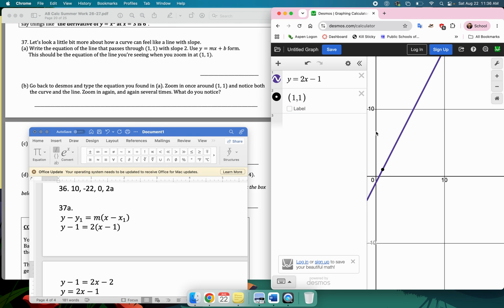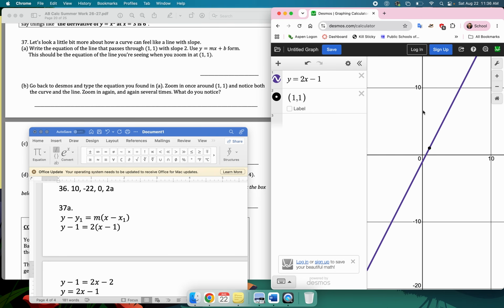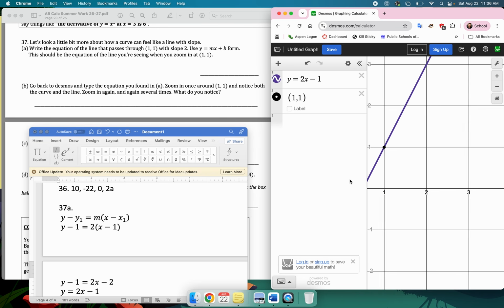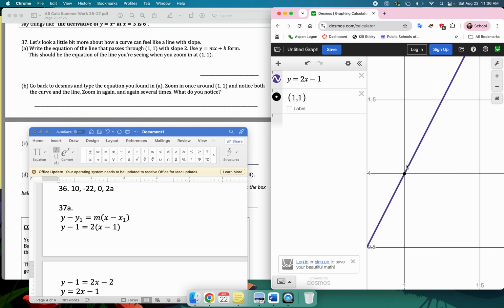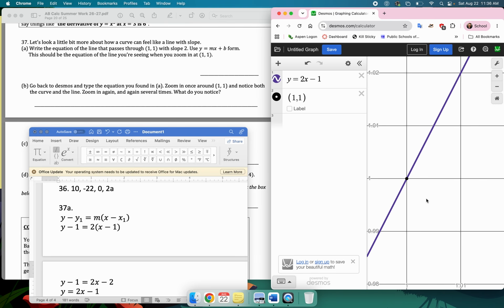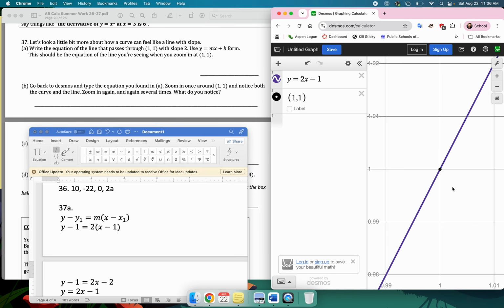Well, here's the thing. Let me just make sure I know what the question is asking here. The original graph that we're looking at here, y equals 2x minus 1, is already a line. And so you don't need to zoom in for it to resemble a line. It already is a line. If you zoom in again and again, the line that you're seeing is actually just the original graph. Do you see what I'm saying there?